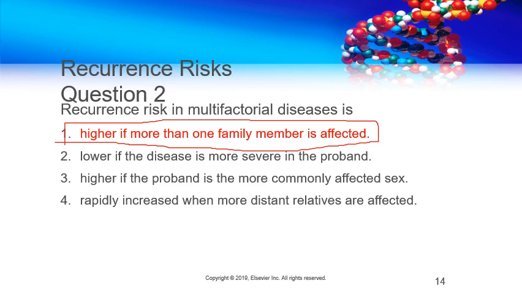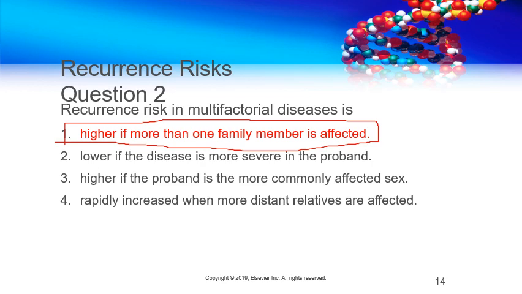So remember, the recurrence risk becomes higher if it's more than one family member. All right, so more than one, say if grandmother and mom had breast cancer, that would increase the recurrence risk. But if it's just grandma and nobody else, that doesn't, okay?